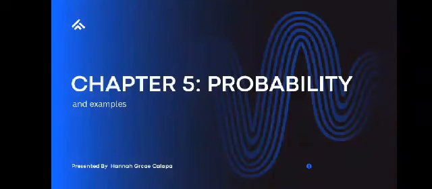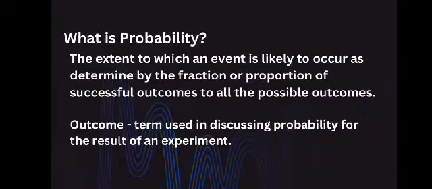Hello everyone, we're going to talk about probability and examples. What is probability? The extent to which an event is likely to occur as determined by the fraction or proportion of successful outcomes to all the possible outcomes. Outcome is the term used in discussing probability for the result of an experiment.